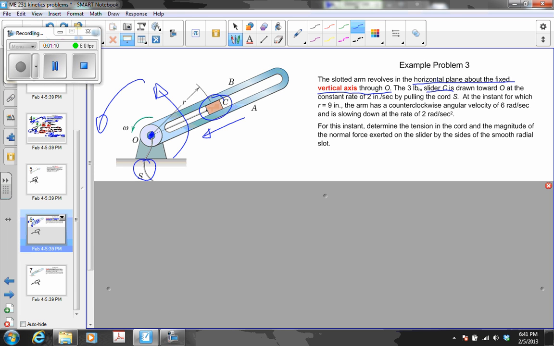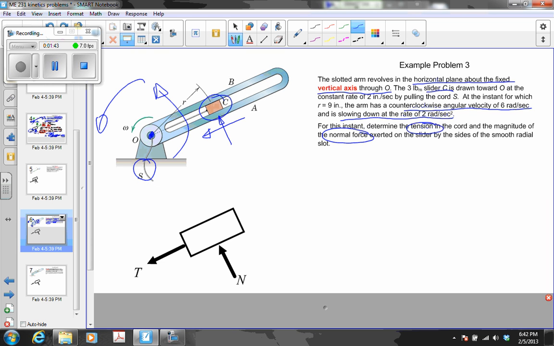At the instant for which r equals 9 inches, so the radial distance is 9 inches, the arm has a counterclockwise angular velocity of 6 radians per second, but is slowing down at 2 radians per second squared. So at this instant, let's find the tension in that cable and the normal force exerted on the slider by the sides of the smooth radial slot. So this block is in there, so there's some normal force holding it in the slotted guide, obviously. So the free body diagram is very simple.